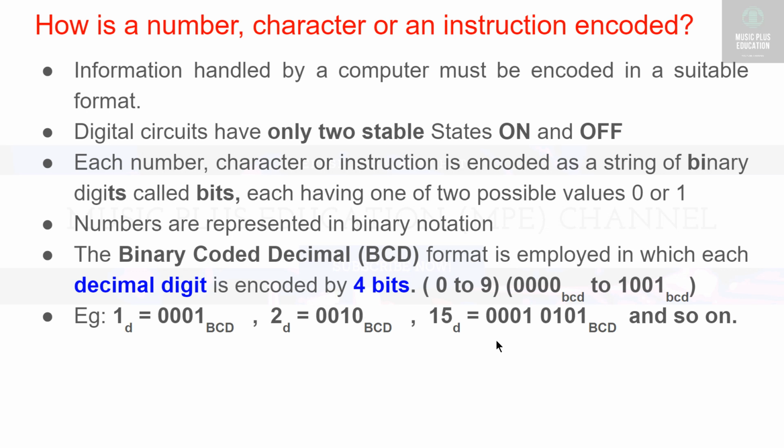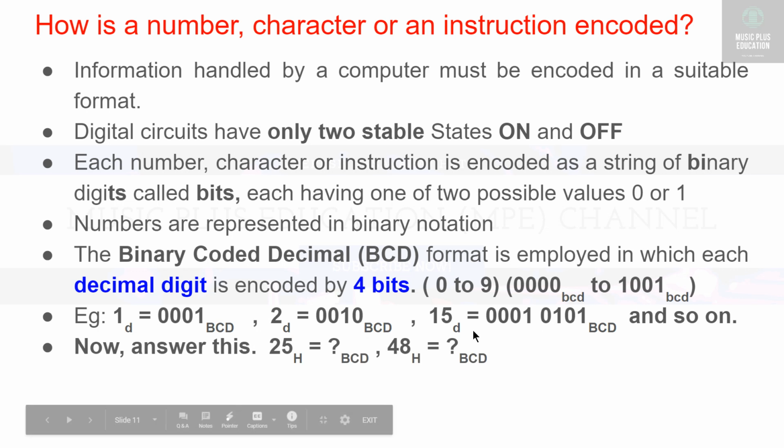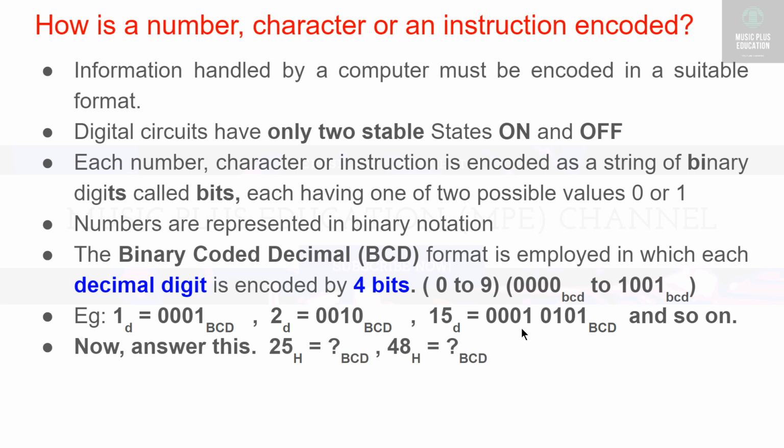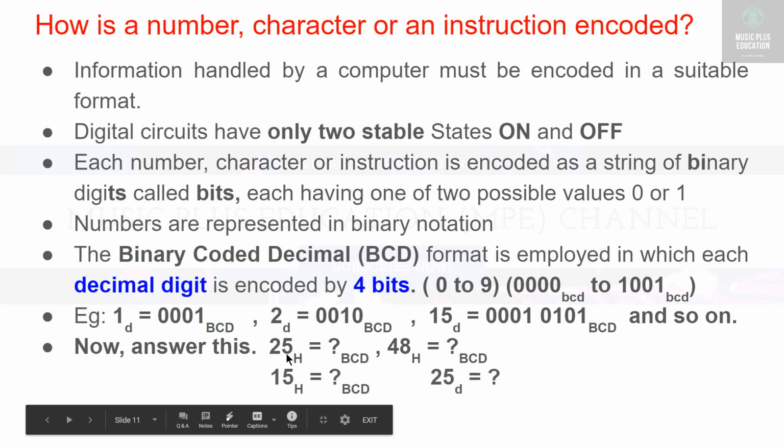Here be careful. 15D, how do you write 15D? Take the first digit 1 and convert it to 0001, and take the 5 and convert it to 0101. Now answer this: 25H, what is the answer? Convert this hexadecimal to BCD.